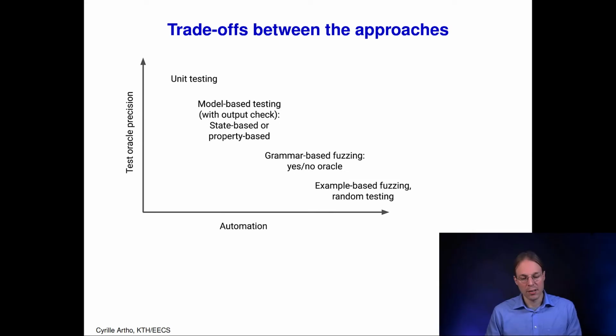If we look at the overall spectrum between these different approaches in testing, and if we also look at grammar-based testing, which is a very specific model that only has valid or invalid input in the model, then we can see that unit testing is the most precise way, but we have to write each test one by one. And completely random testing is fully automated, but we lose a lot of precision because we have no idea about the result.